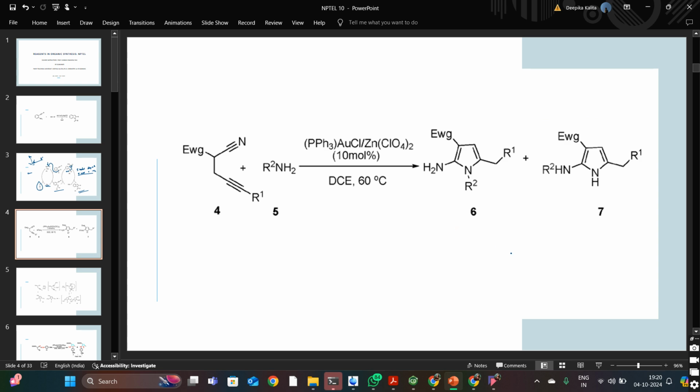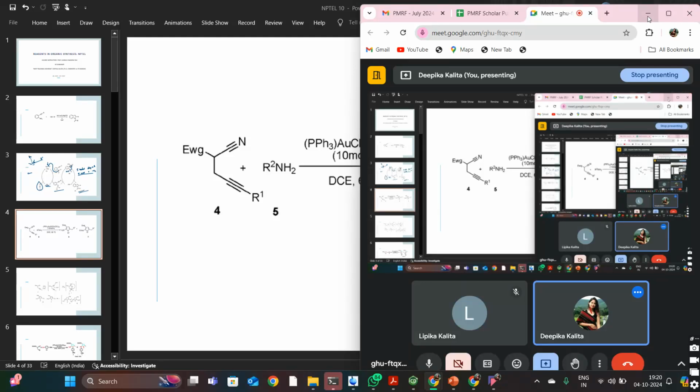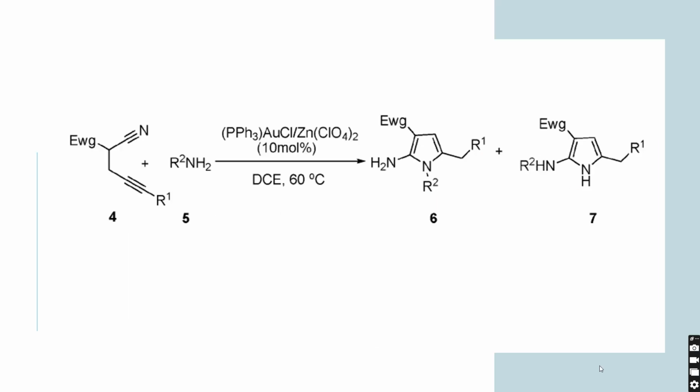Then let us come to the next question. So here again we have an alkyne which is containing a cyanide substitution in its side chain, and also the second molecule is amine. Okay, primary amine.